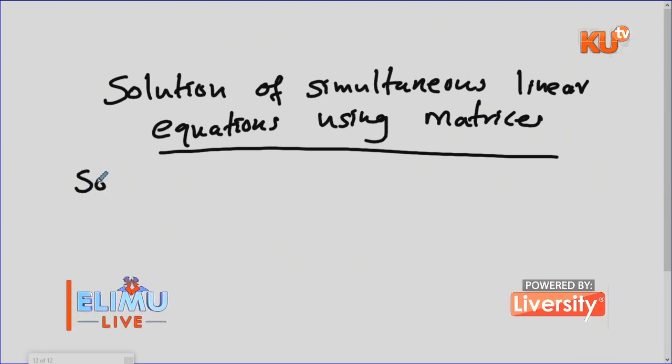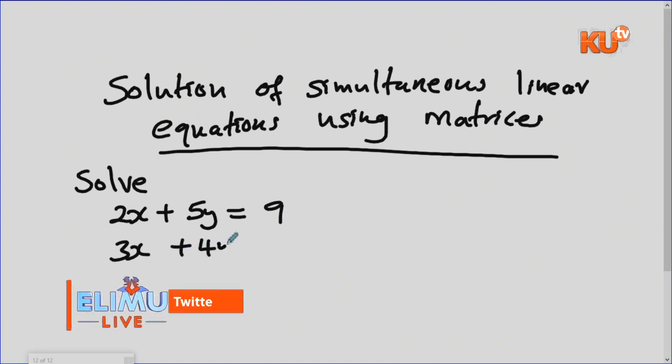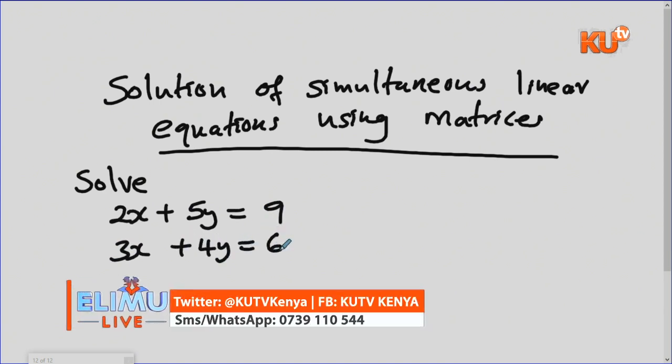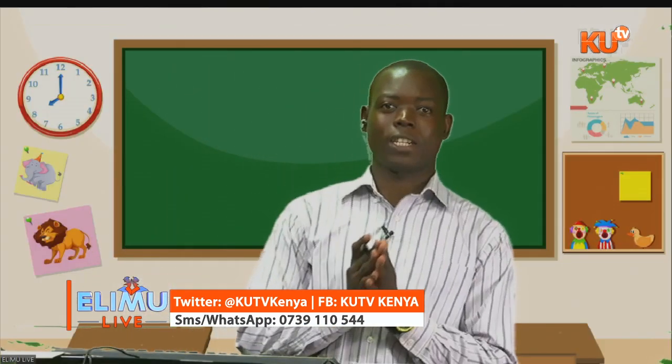You are told to solve 2x plus 5y is equal to 9, and then 3x plus 4y is equal to 6. My students, that is the question.